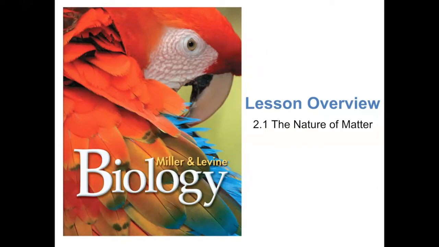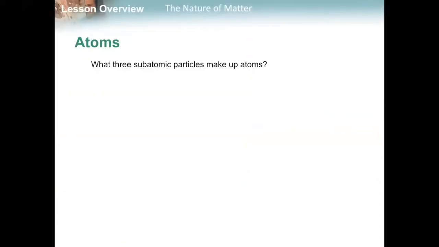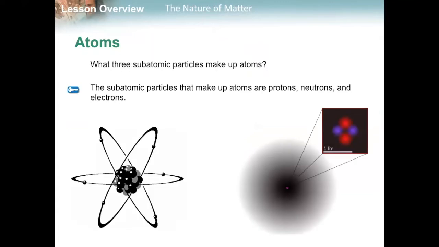The nature of matter. What three subatomic particles make up atoms? The subatomic particles that make up atoms are protons, neutrons, and electrons. Protons and neutrons are in here, and electrons have what we call orbits in location.